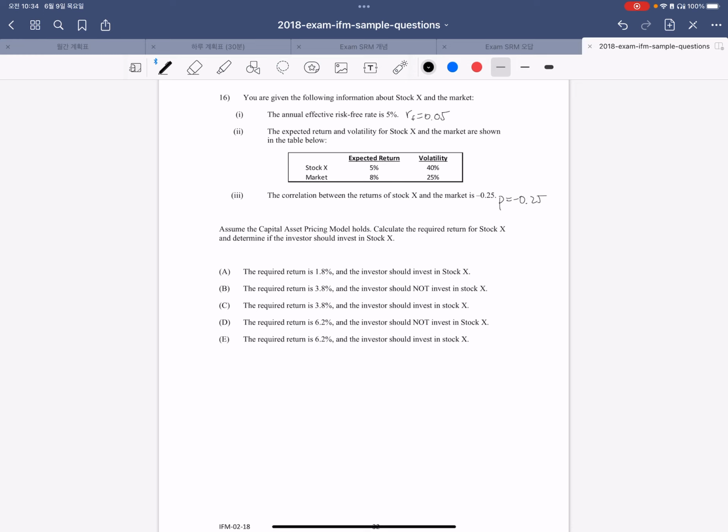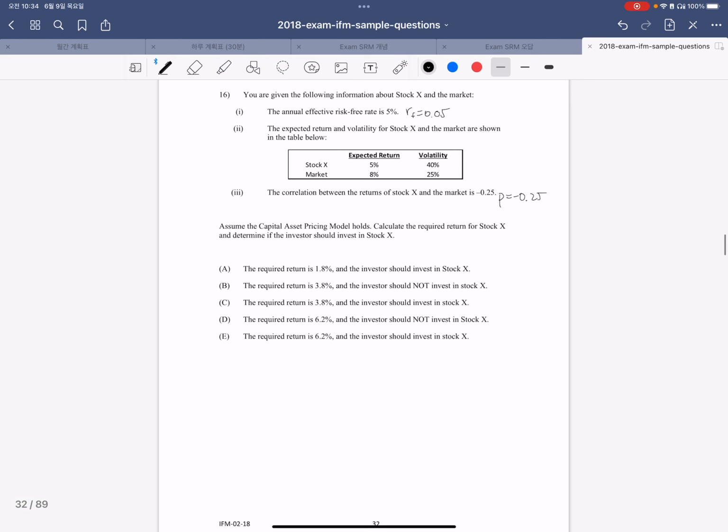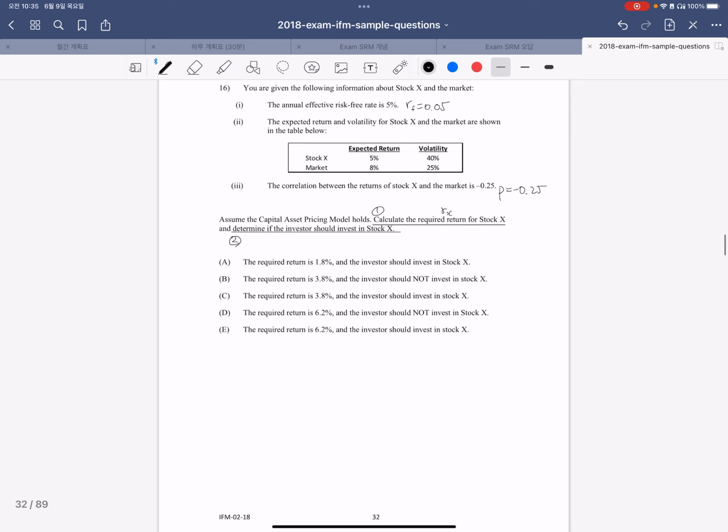All right, so we're assuming the capital asset pricing model holds, and we want to calculate the required return for stock X. This is the first part, and the second part is to determine if the investor should invest in stock X or not.